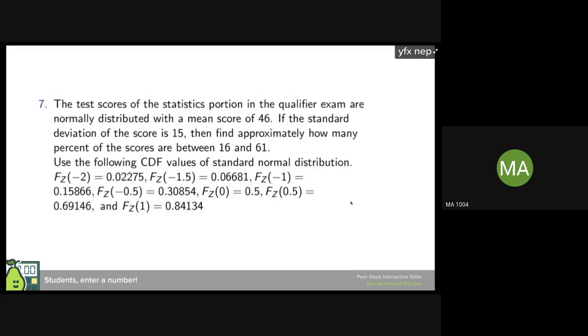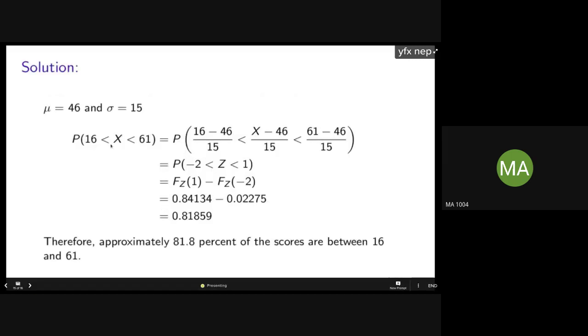Yes, sir. So here mu is 46 and sigma is 15, given. We need to find the probability that x lies between 16 and 61. So we'll standardize x. Whatever operations we do on x, we have to do on these two values also, the left-hand side and the right-hand side.